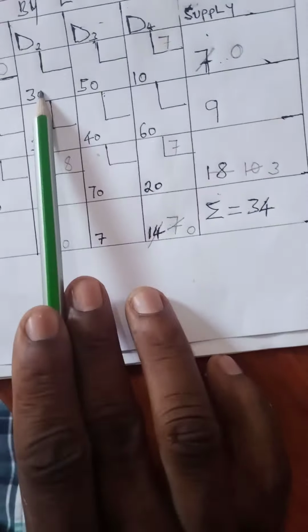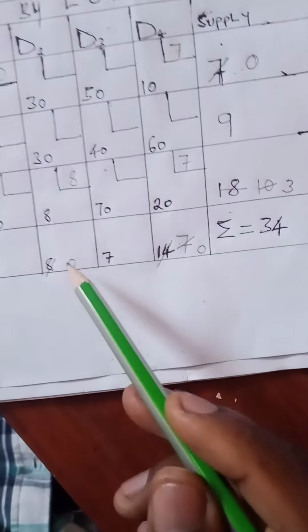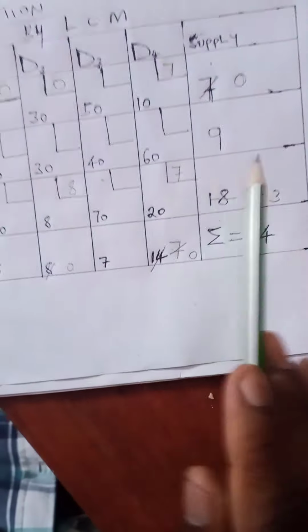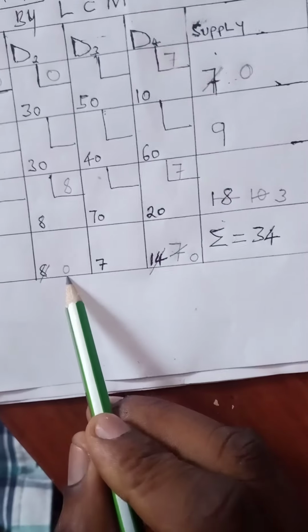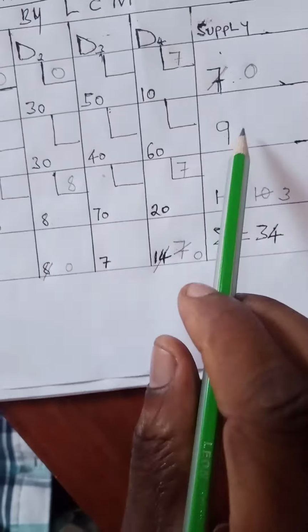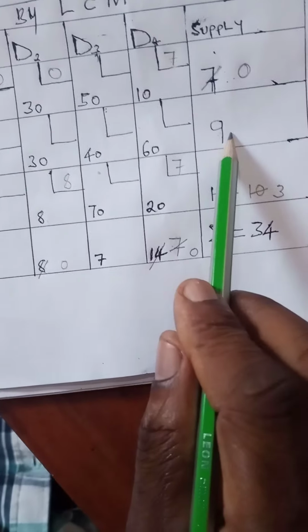But our demand here is 0, so we cannot supply anything since the demand is 0 here, so we put 0 here. Also, you can see here, the following least cost is 30. Then also we have 0 here, our demand is 0, and our supply here is 9, but we cannot supply since the demand is 0 here, so we'll put 0 here.